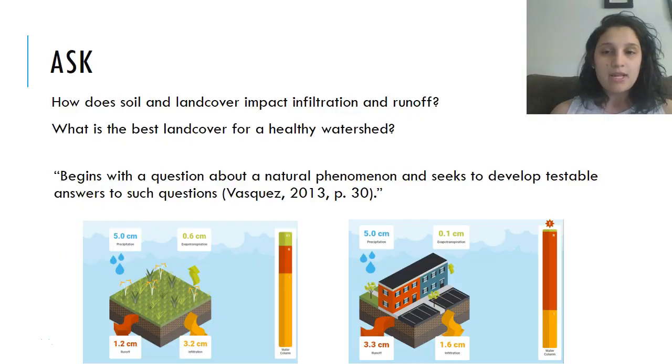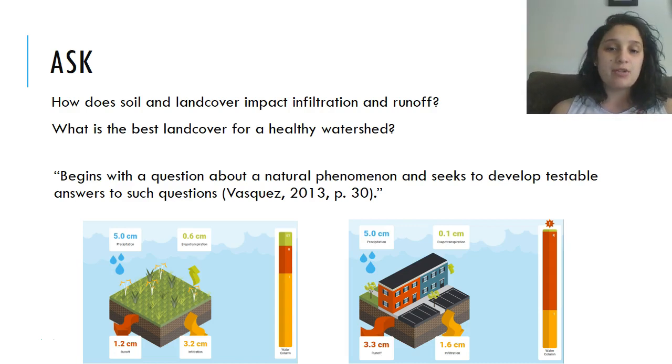So of course I started with the first area in the EDP process of asking how does soil and land cover impact infiltration and runoff, and what is the best land cover for a healthy watershed. I really used the website that was provided with the Wiki Watershed to see all the different areas that are impacted by runoff, comparing and contrasting the different areas of how much runoff and how much infiltration.